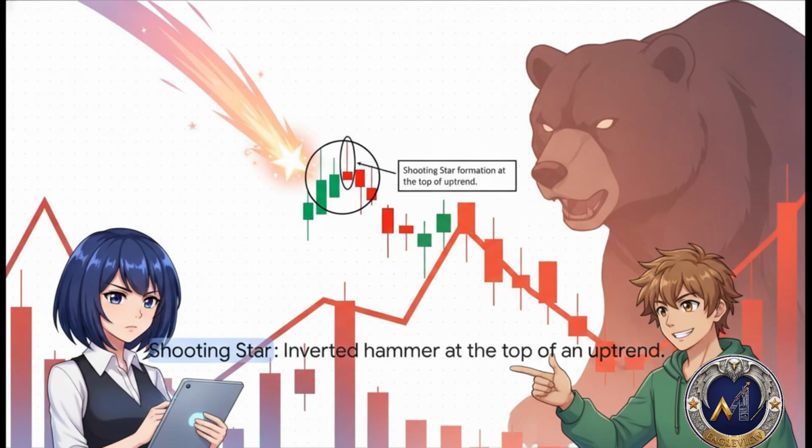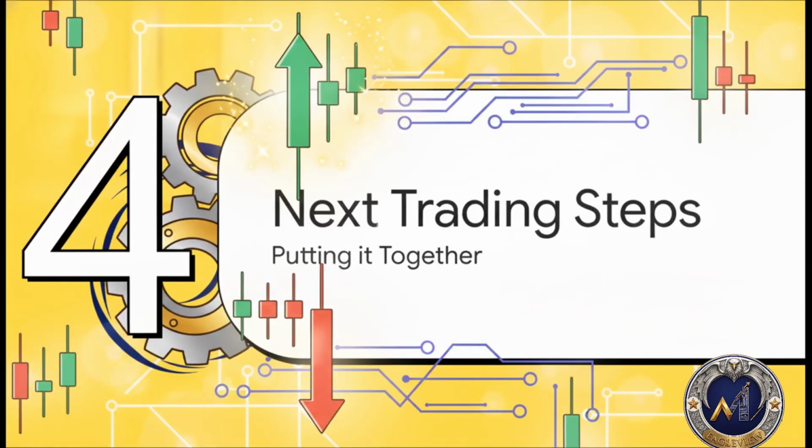That long upper wick proves that buyers tried to push the prices even higher, but they completely failed. The sellers swept in, took total control, and pushed the price all the way back down to close near the open. If you see a red candle following a shooting star, that's your strong confirmation that a downward reversal is absolutely happening.